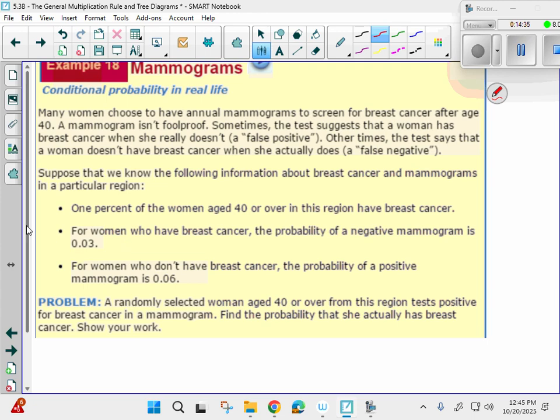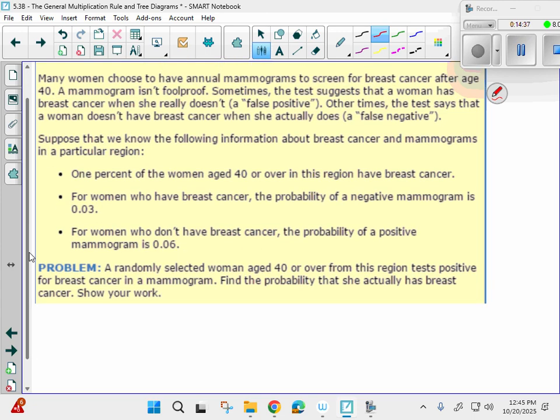All right, last one. Many women choose to have annual mammograms to screen for breast cancer after age 40. A mammogram isn't foolproof. Sometimes the test suggests that a woman has breast cancer when she really doesn't. This is called a false positive. Other times the test says that a woman doesn't have breast cancer when actually she does. That is a false negative.